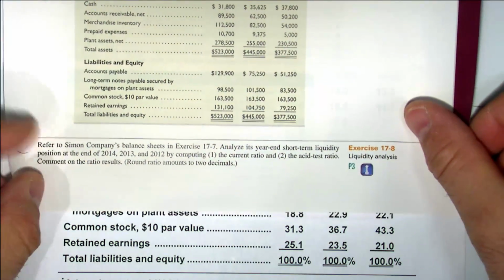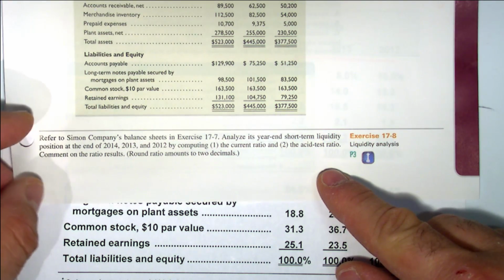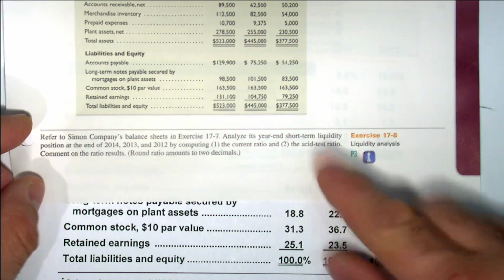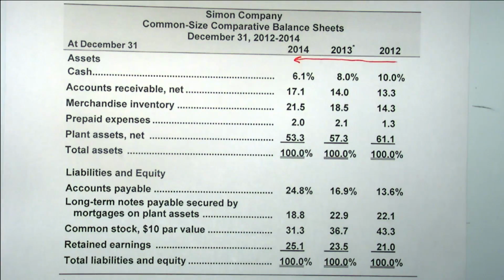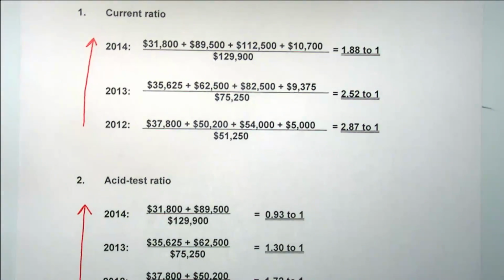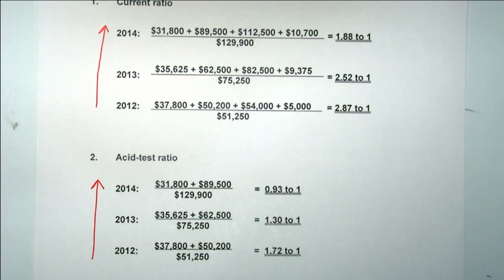The next question, 17.8, says they want us to refer to that balance sheet and analyze its year-end short-term liquidity position at the end of each year by computing the current ratio and the acid test ratio. You with me? So, let's go ahead and do that. Take a look at the computations to see if you got them right. I always like to draw arrows whichever way we're moving.